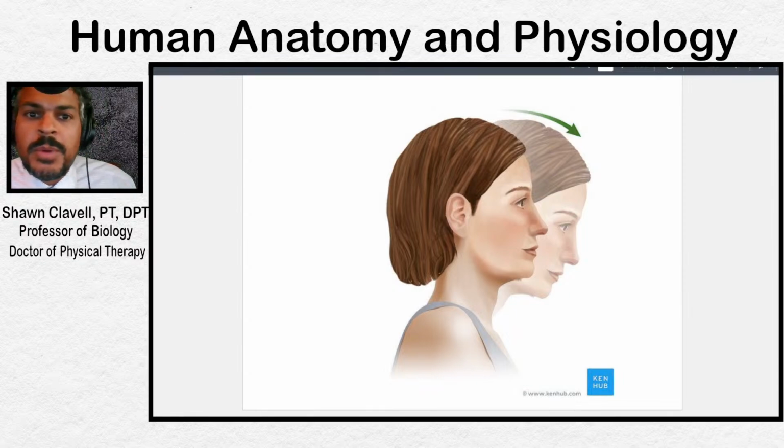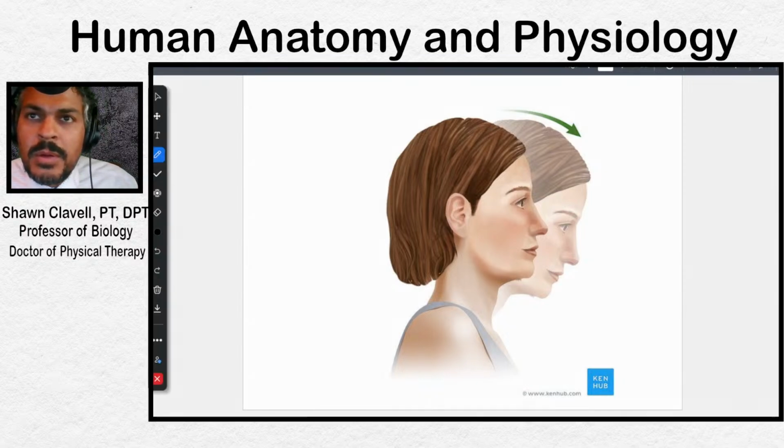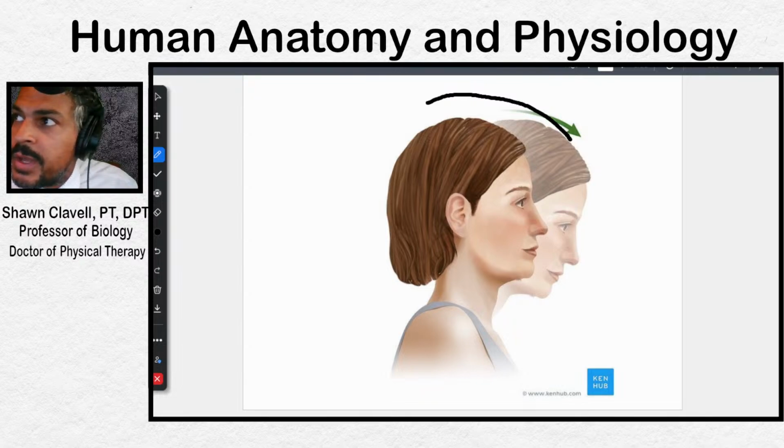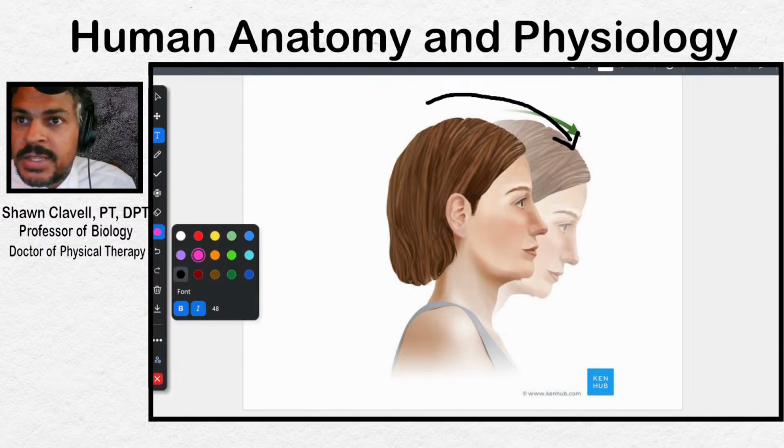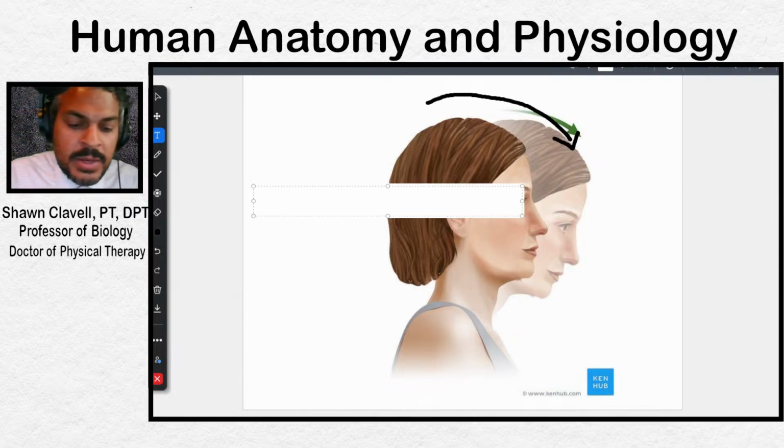All right, so here we go. There it is. Okay, so you can see here that this is indicating kind of a forward head motion. This is flexion, head or neck flexion. So let me type this here. What you want to do is identify first and foremost the movement. So again, this is flexion.